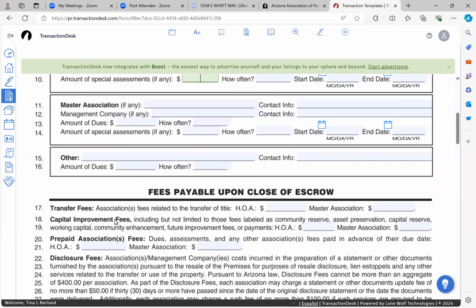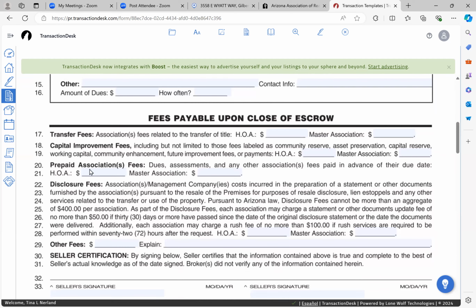Fees payable upon close of escrow. So again, this is information that your seller fills out, all of this info. And I'm going to give you an example, once I'm done reading through this, of the importance of being specific. And by who's being specific, it's a seller asking the questions and then putting what it is or what it is not.